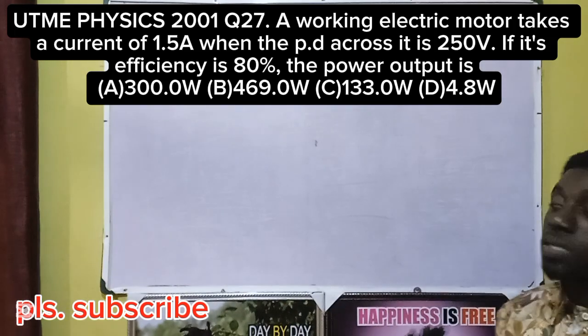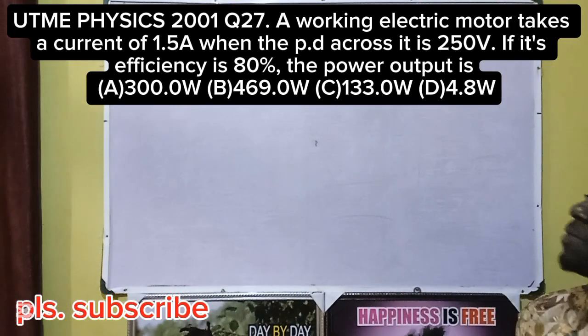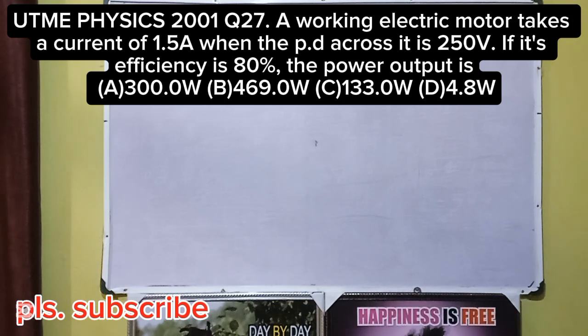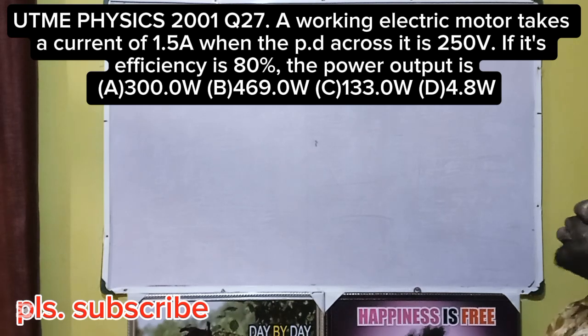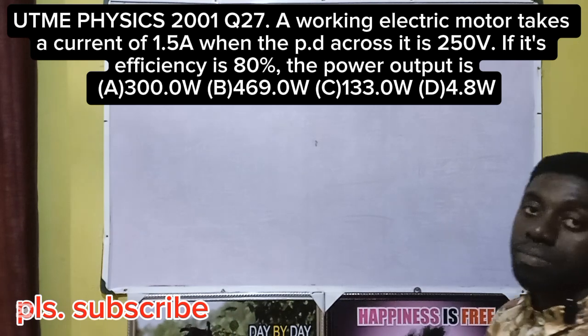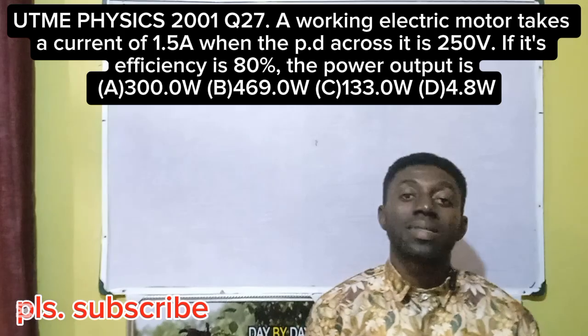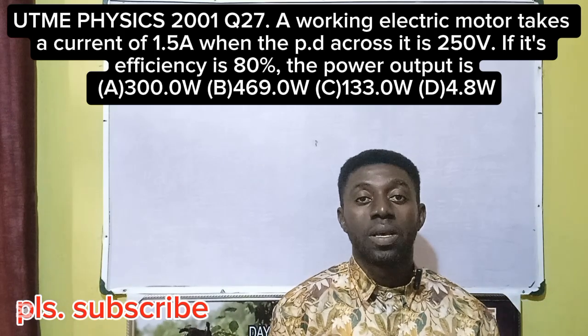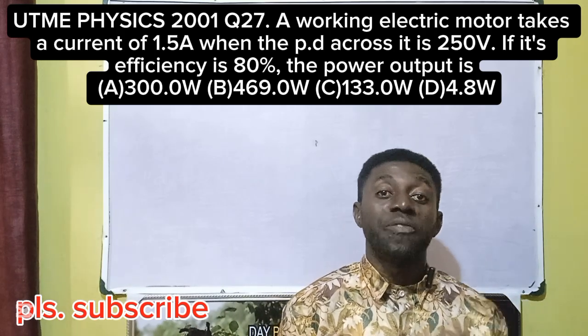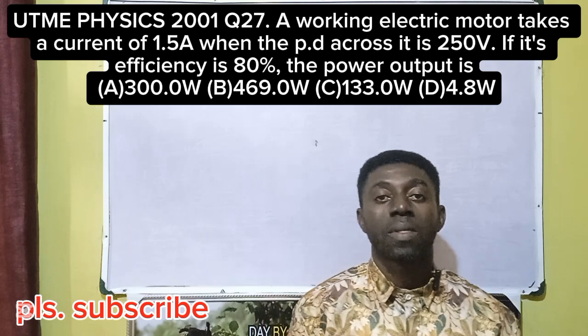JAMB past question 2001, number 27. A working electric motor takes a current of 1.5 amperes when the potential difference across it is 250 volts. If its efficiency is 80%, the power output is. Our question is centered on efficiency. Efficiency of an electric motor, or efficiency of a machine.